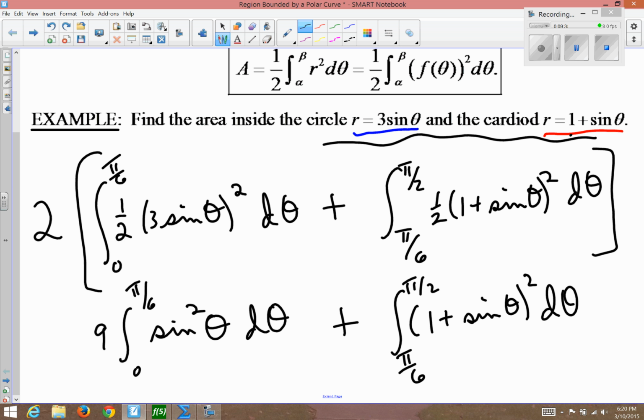We will actually do this integration in class and show that this ends up equaling 5 pi over 4. That's the answer. The end.